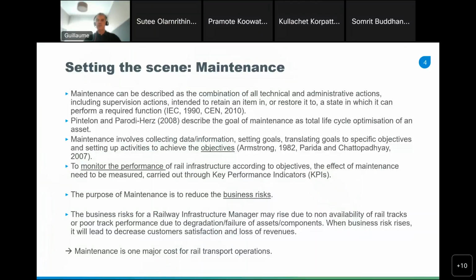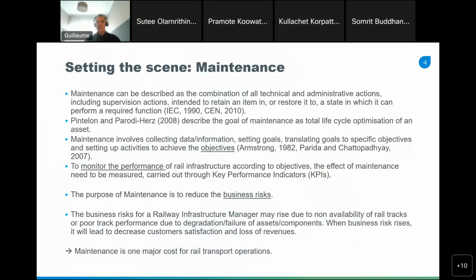Let's say, the target to set the scene is to remind everyone and have the same page about maintenance. So for the railway domain, I mean. So maintenance here, I put some well-known definitions in our railway domain.